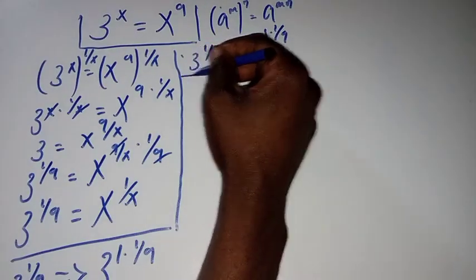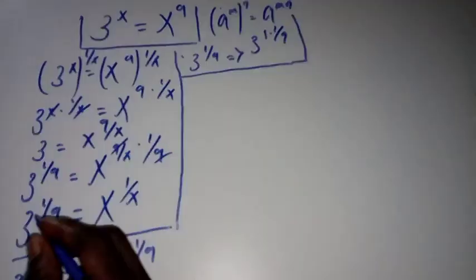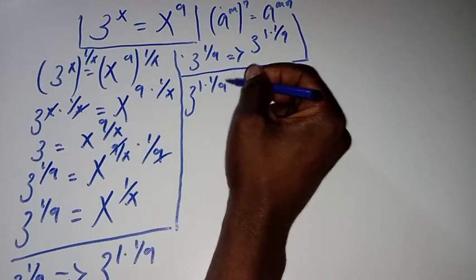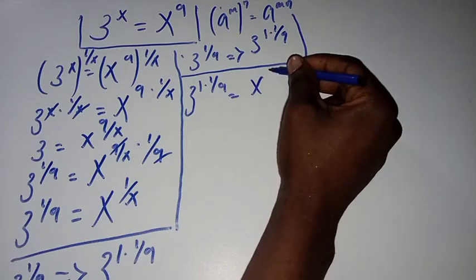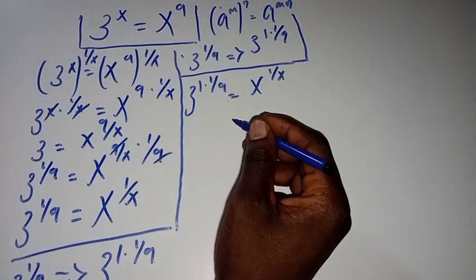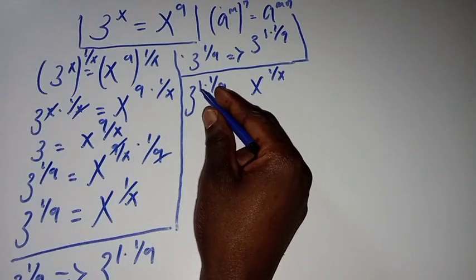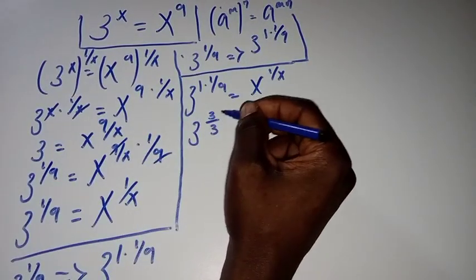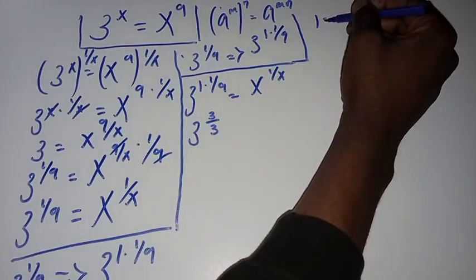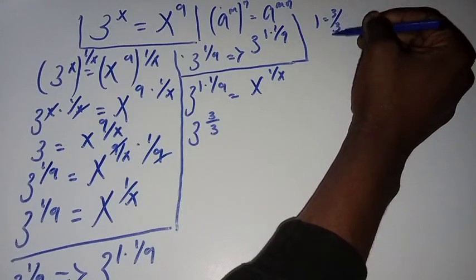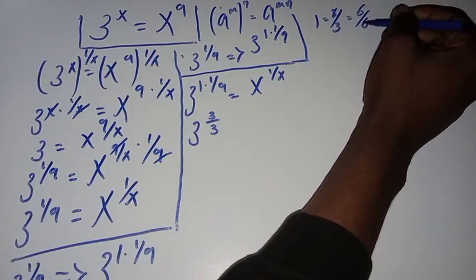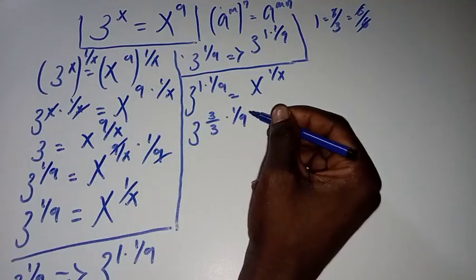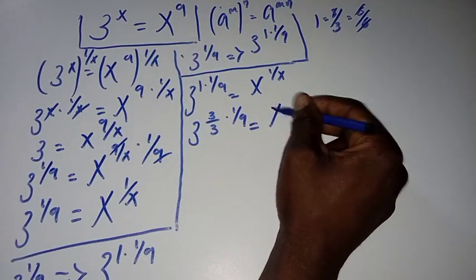Okay, so let's go back to our question. Now this will turn to 3 to power 1 times 1 over 9 equals x to power 1 over x. Now also we can take this 1 to be equal to 3 over 3, because 1 is the same as 3 over 3. When this cancels out, you have 1. It can be 6 over 6. If this cancels out, you have 1. So this is 3 to power 3 over 3 times 1 over 9, equal to x to power 1 over x.